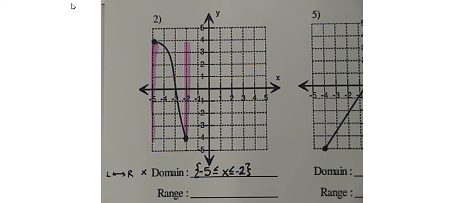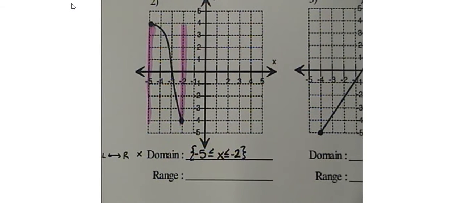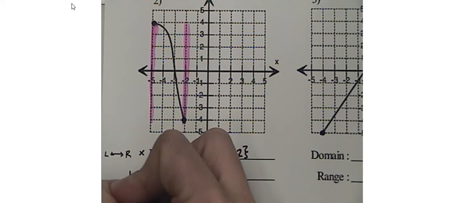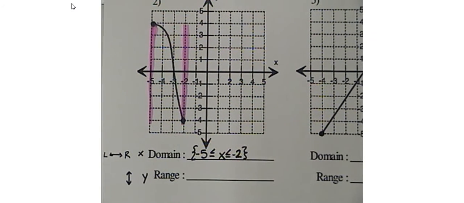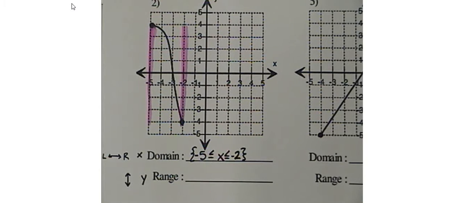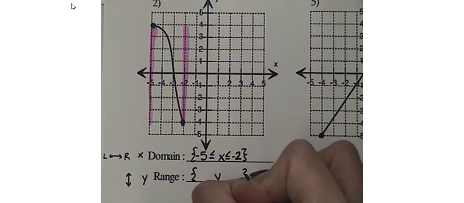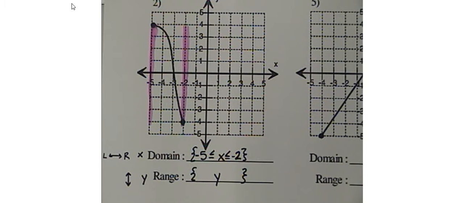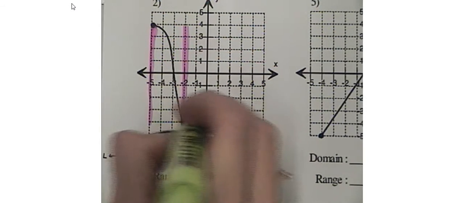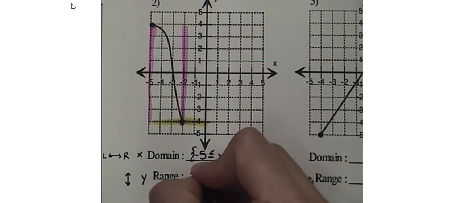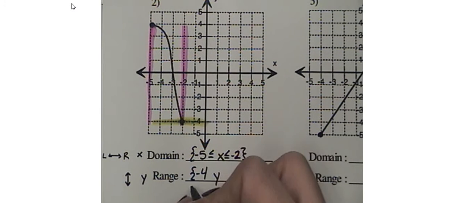So for our range here, we use our y values, which means we're going to look vertically up and down from top to bottom. And remember, our range matches our absolute minimums and maximums. So if I'm looking here, what is my lowest y value? All the way down here. It's at -4. So -4, this is my low.